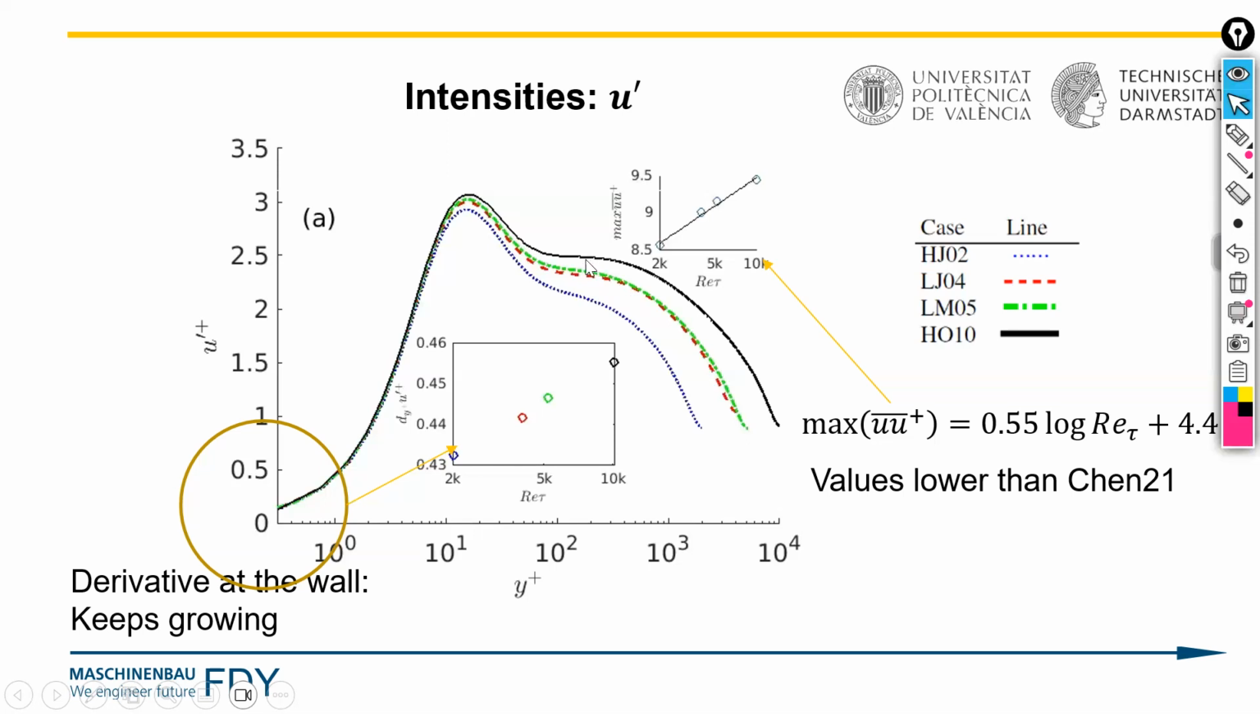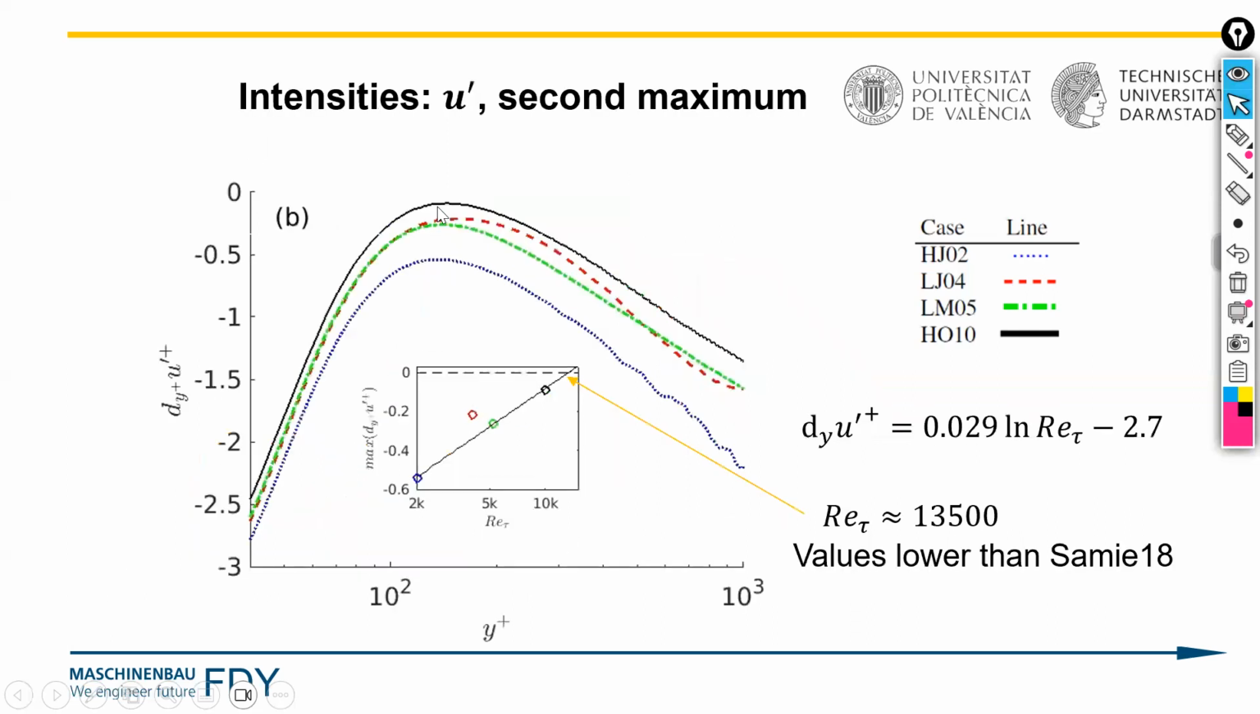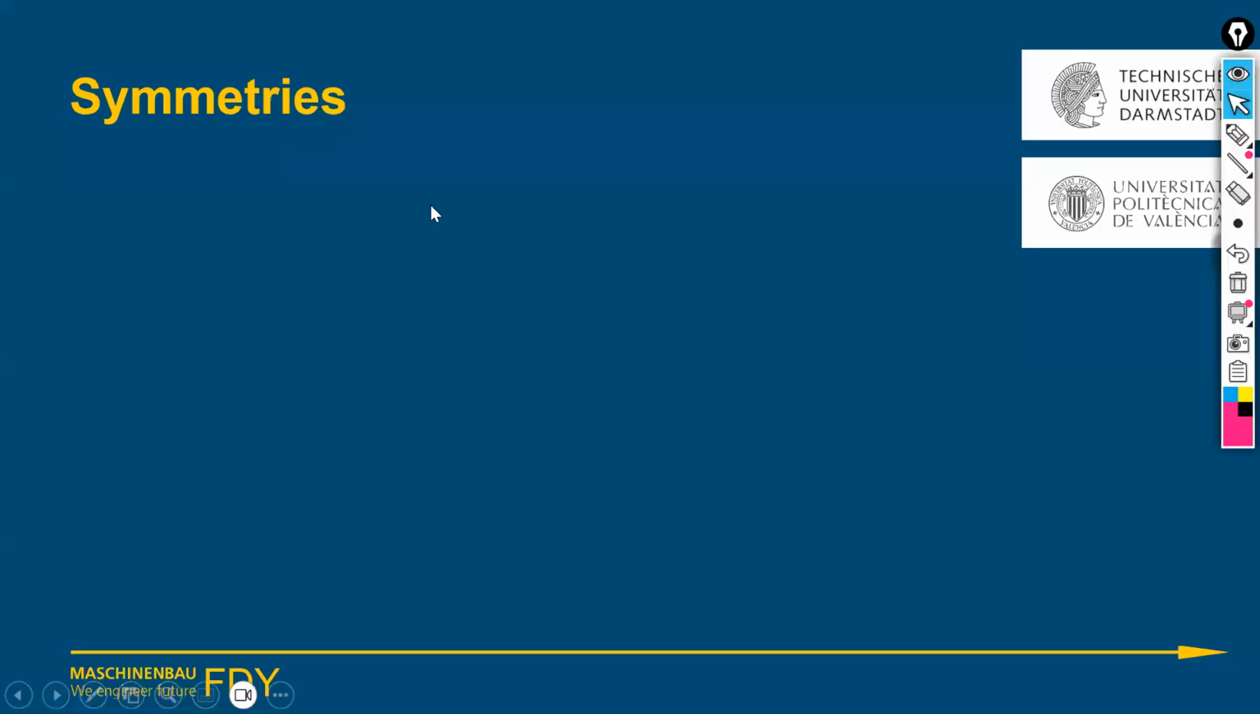For example, here, this is the streamwise standard deviation of the flow. And here we see that a second maximum is going to appear. This is very important for the modeling community, because most models don't think that a second maximum is going to exist. However, we prove that the second maximum exists. Anyway, in order to find a bit more order in turbulence, we started with symmetries.